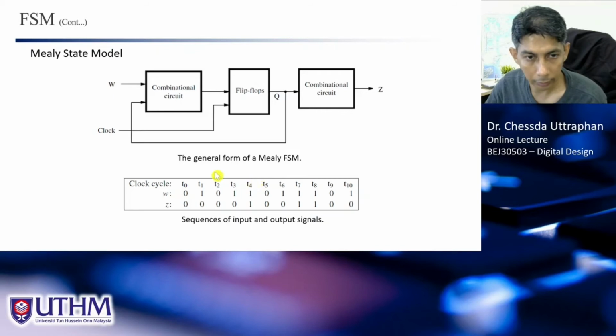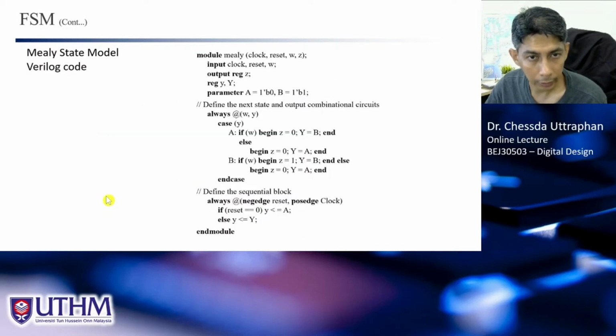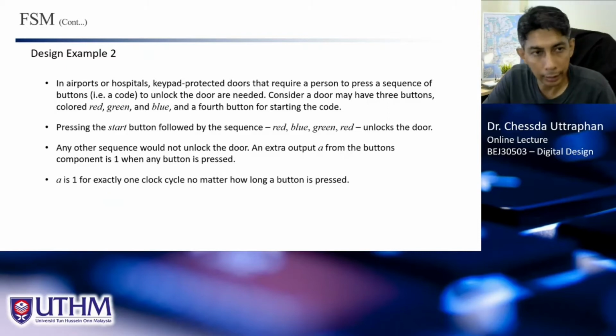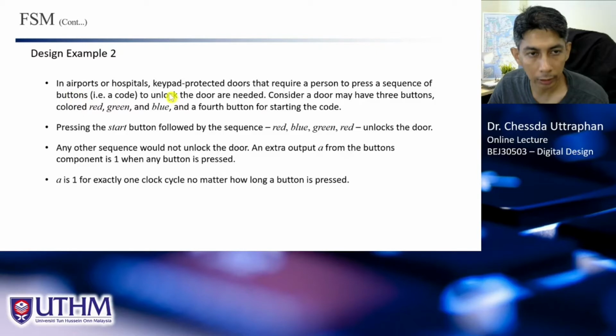So now let's continue with example number 2, design example 2. This one is the keypad protected door lock in an airport or hospital. Keypad protected doors require a person to press a sequence of buttons, i.e. a code.